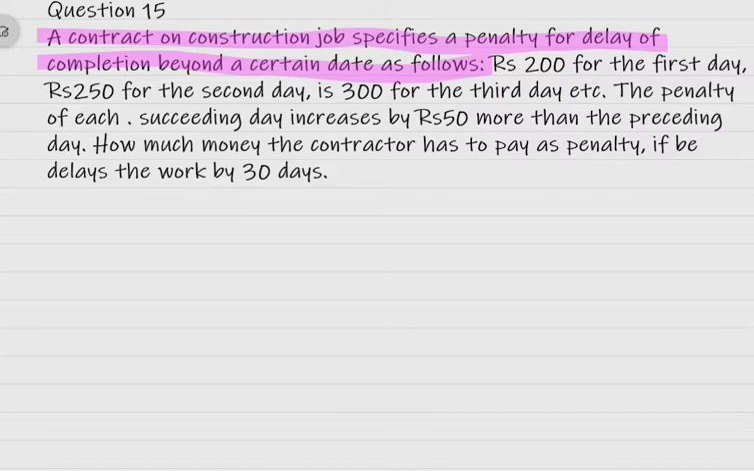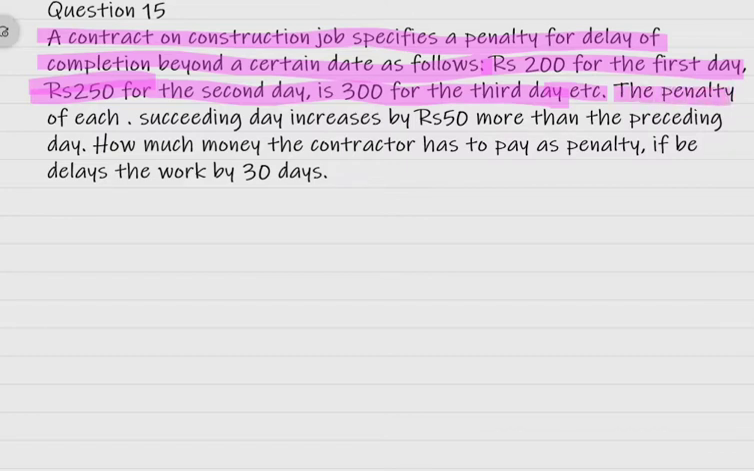So how is it specified? Rupees 200 for the first day. Suppose it should be completed by today and he is not able to do it by today, and if he will be completing it by tomorrow, that is the first day, for 1 day delay he has to give 200. Rupees 250 for the second day. Again, for the second day, 50 rupees added. Now rupees 300 for the third day. Again, for the third day, 50 rupees added, etc.